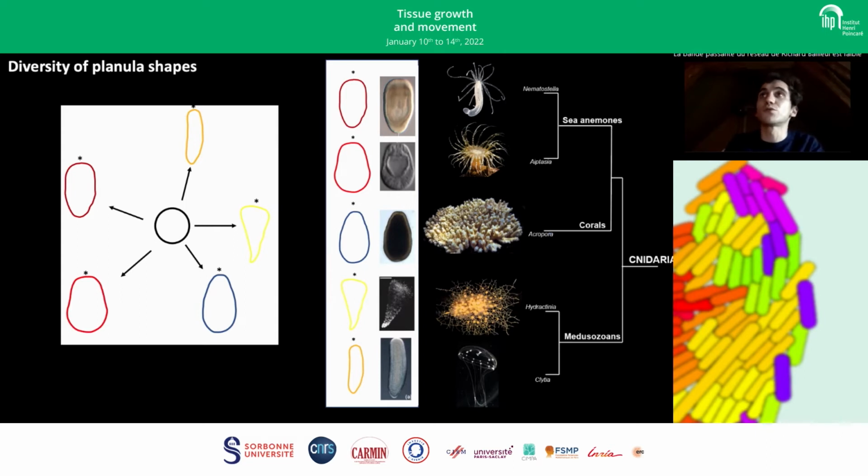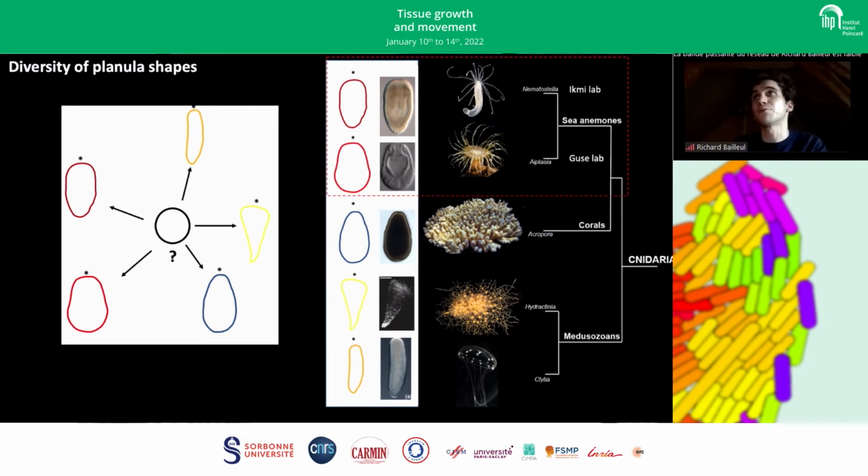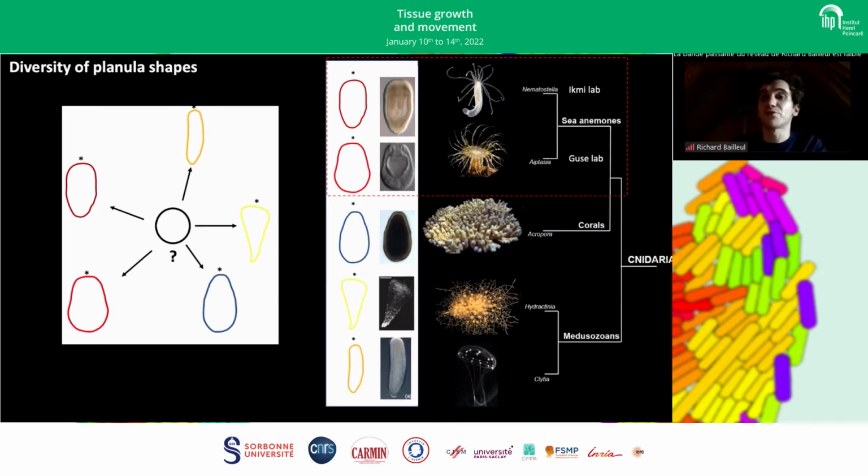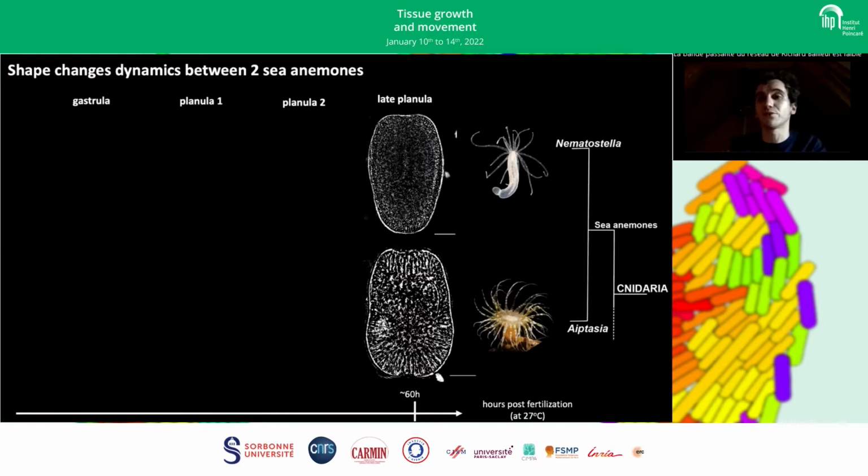So, of course, I would love to understand all this transition you can see here, but so far, I have been able to work on these 2 species, the sea anemones, Nematostella. As I said, we have it in the lab. This is the species I work with every day. And Aptasia is kindly provided from a collaboration with the lab of Annika Goods, which is in Heidelberg, of organismal studies, downtown Heidelberg. So I have described the dynamics of shape changes from gastrula to planula in these 2 species.